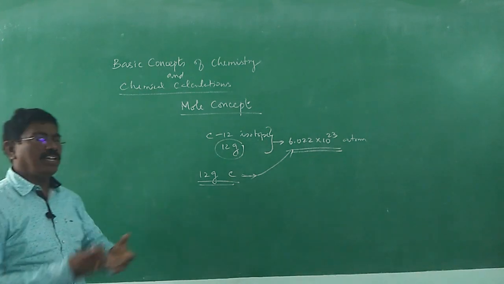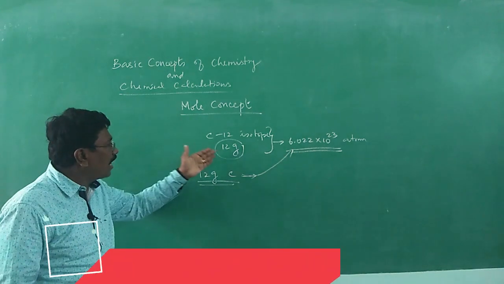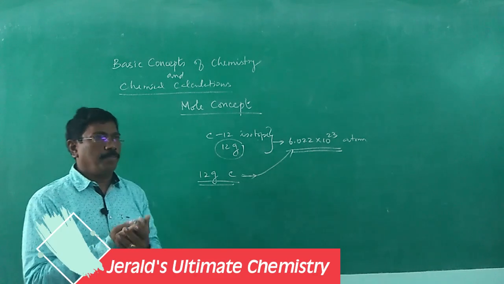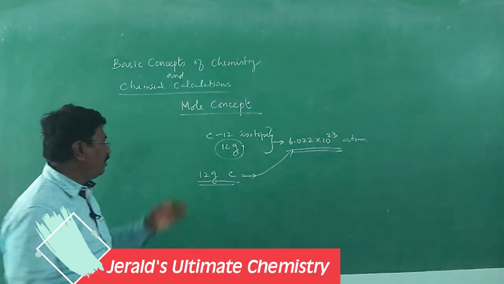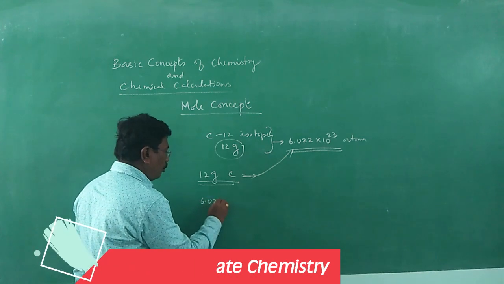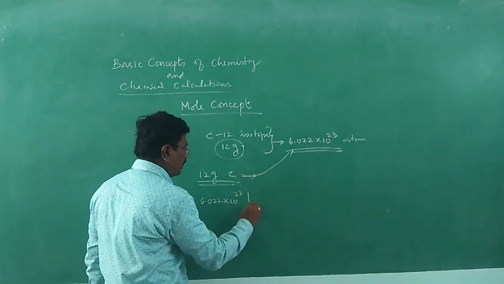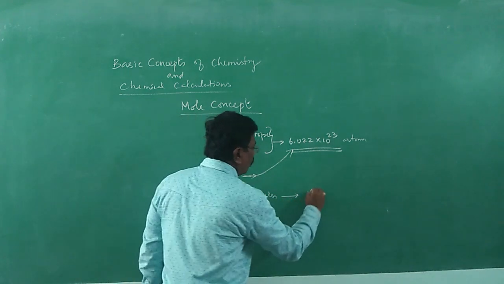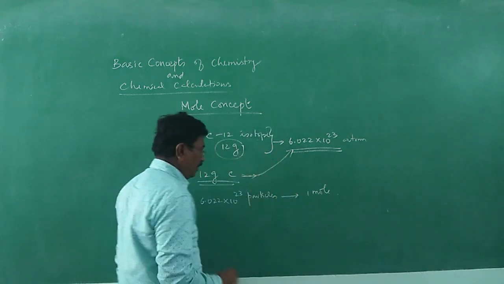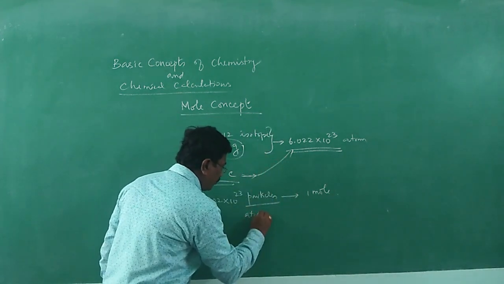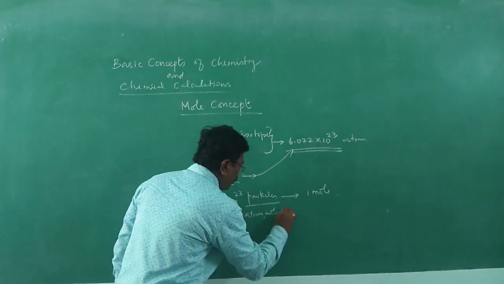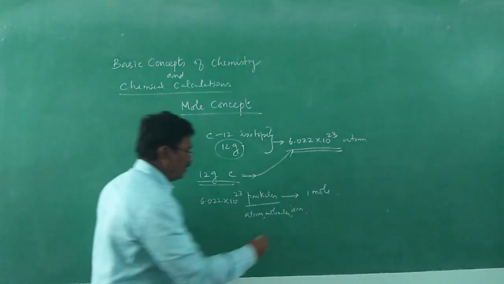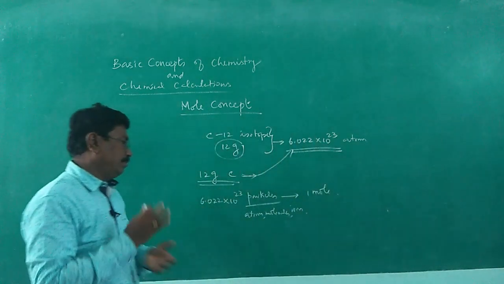It may be any particle, any fundamental particle. It need not be for an atom like carbon. It may be for a molecule, it may be for an ion, it may be for an electron, anything. Whatever it may be, if we have 6.022 into 10 power 23 particles, that many particles put together form the quantity 1 mole. That we should understand. The particles may be atoms, molecules, ions, or anything. It may be electrons, protons, anything.